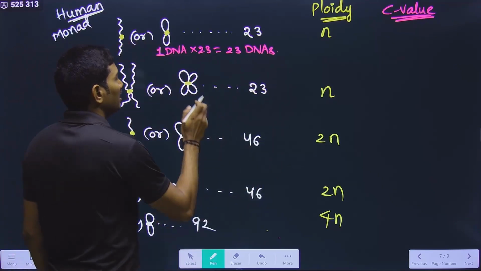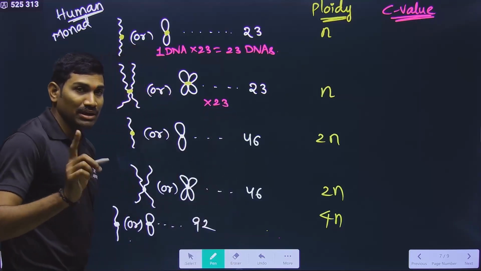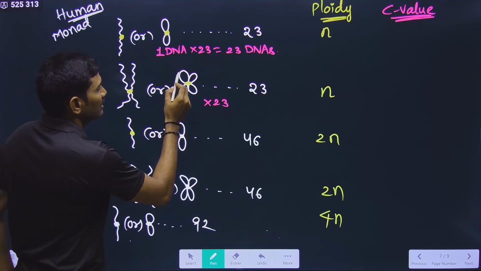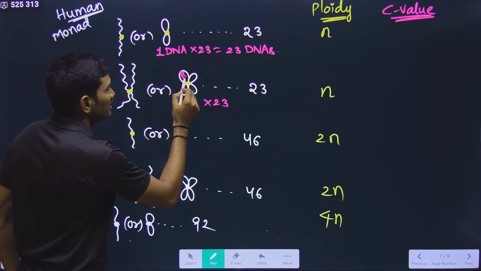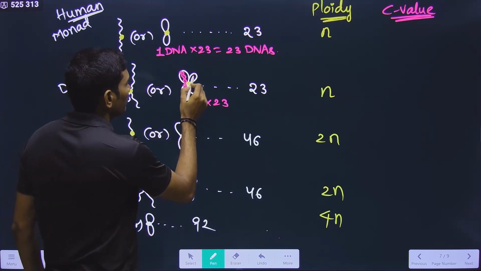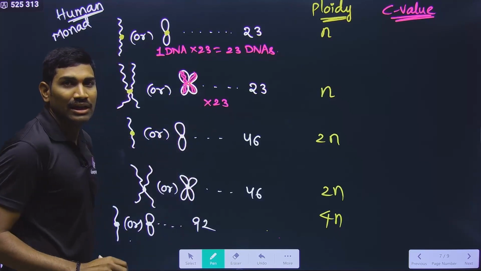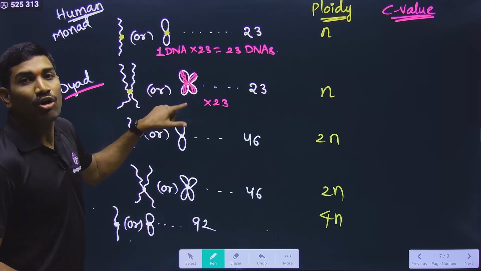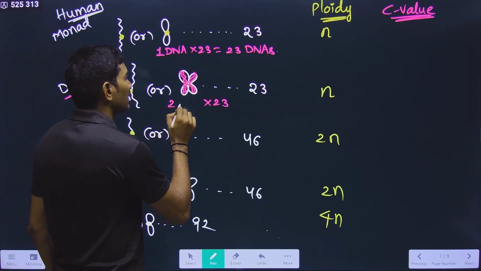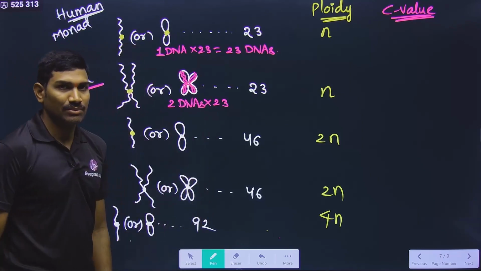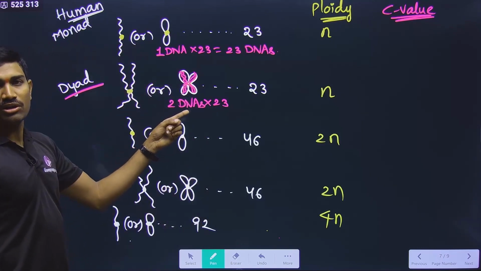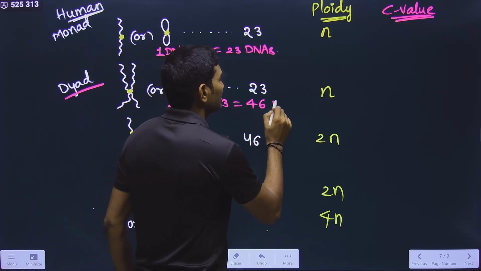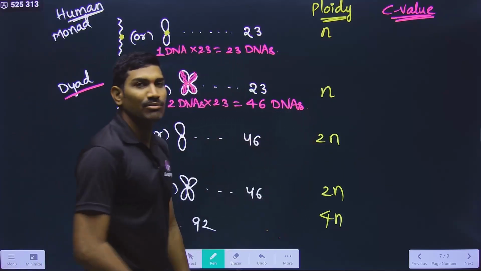Okay, next one. Here total 23 are present, but in this case each chromosome is having how many DNA molecules? Observe carefully. In one chromatid, this is a double-stranded DNA molecule. In the other chromatid, it is a double-stranded DNA molecule. That means in this dyad chromosome, how many DNA molecules are present? 2 DNA molecules are present. Each chromosome has 2 DNA molecules. Like this, 23 are present. So in total, 46 DNA molecules are present.